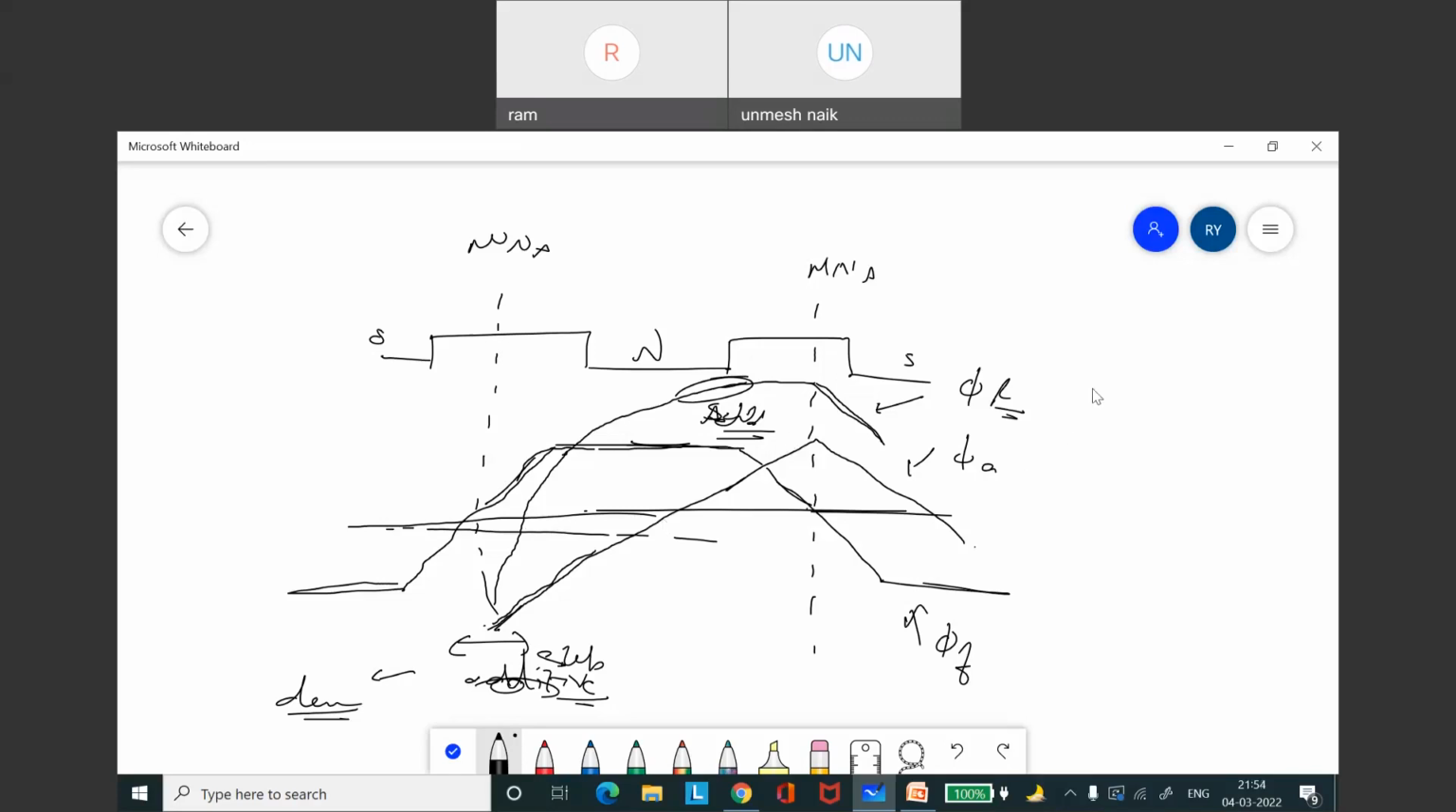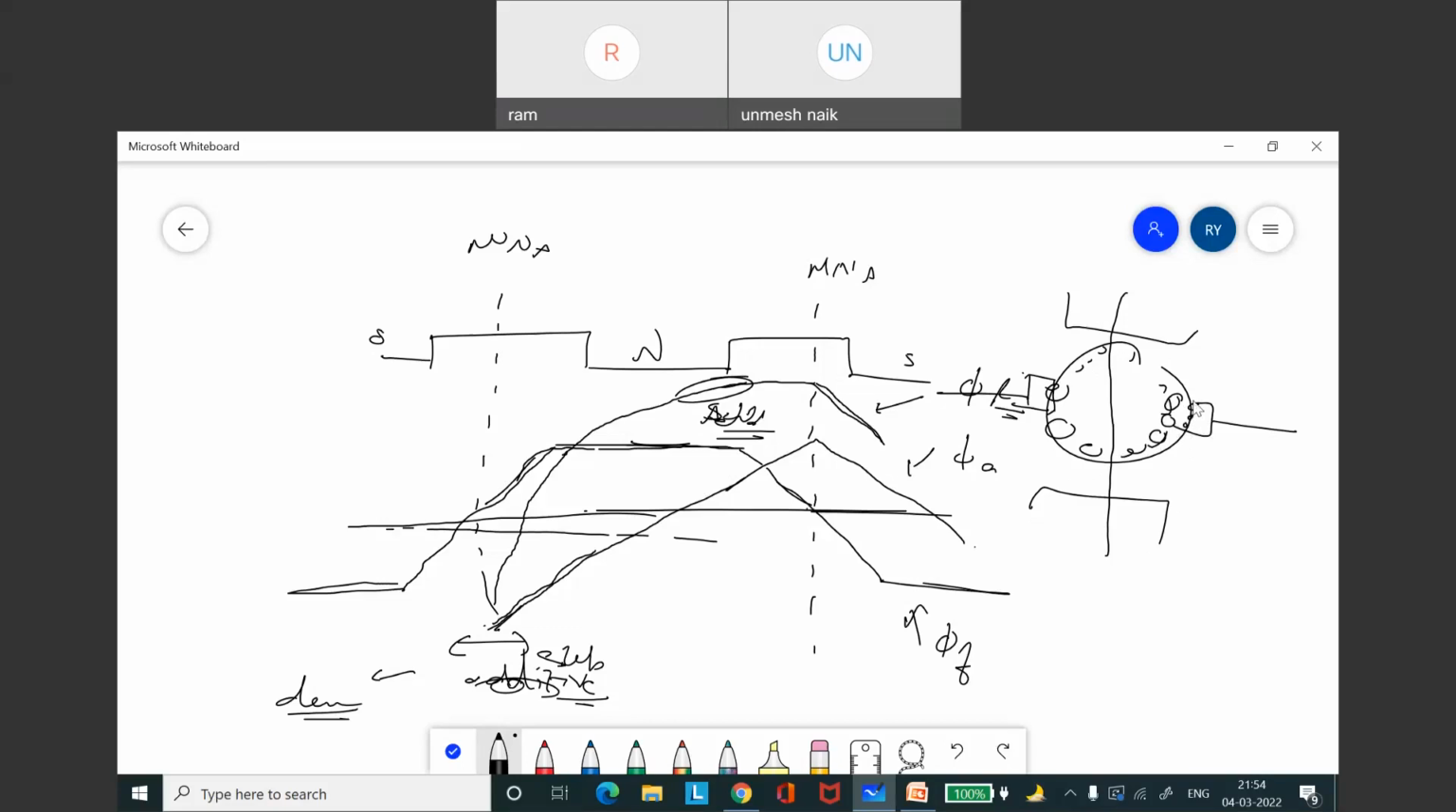Suppose this is our commutator. Here we have poles. These are commutator windings. If you take the main field flux, this is the magnetic neutral axis, and the flux is maximum in this region. Whereas at the poles there is very little flux, because of which the conductors in this region have no EMF induced. So there won't be any sparking. Actually, the sparking is due to delayed commutation, which we'll see later on.